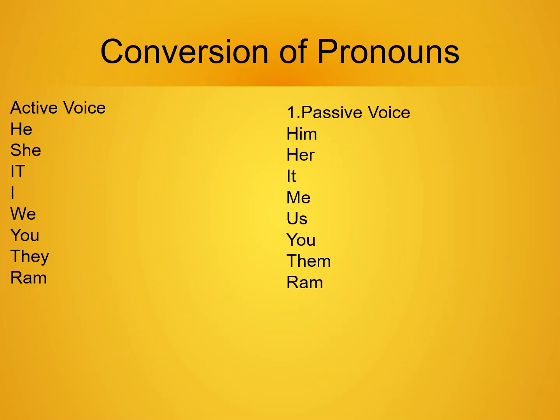Now, before changing active into passive voice, we must know how to convert some of the pronouns into passive voice. Here, he changes to him, she changes to her, it changes to it, I changes to me, we changes to us, you changes to you. As it is, it does not change. They changes to them, and Ram or any kind of name remains as it is. So we can observe that the pronoun it, you and any kind of name is not changed. It remains as it is.